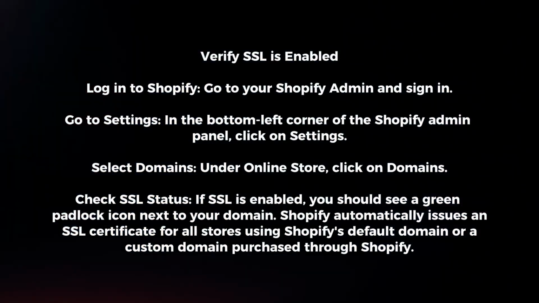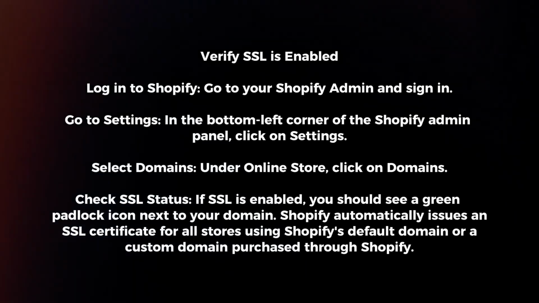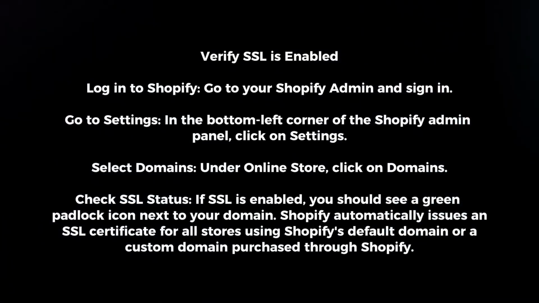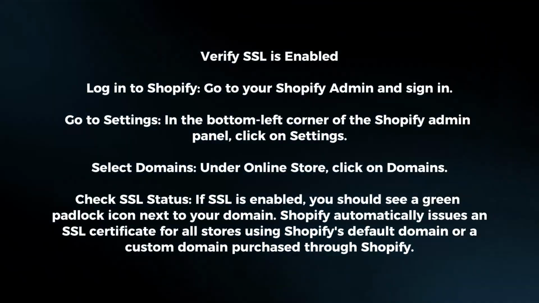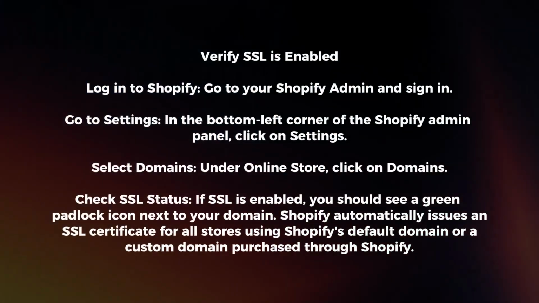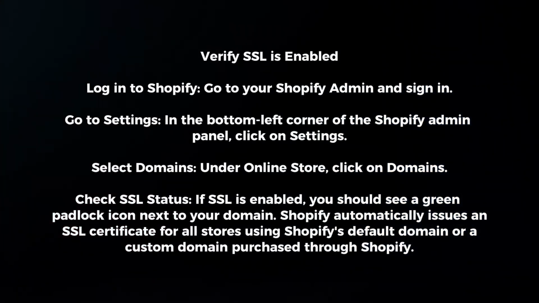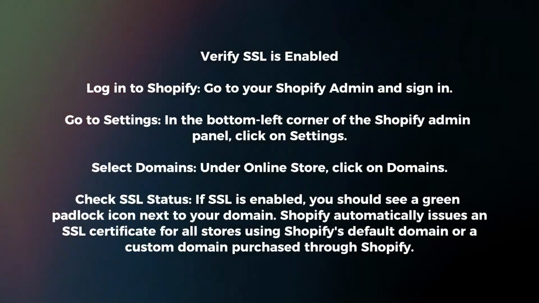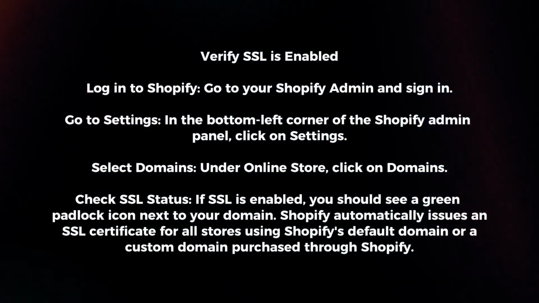Go to Settings. In the bottom left corner of the Shopify admin panel, click on Settings. Select Domains. Under Online Store, click on Domains. Check SSL status. If SSL is enabled, you should see a green padlock icon next to your domain. Shopify automatically issues an SSL certificate for all stores using Shopify's default domain or a custom domain purchased through Shopify.